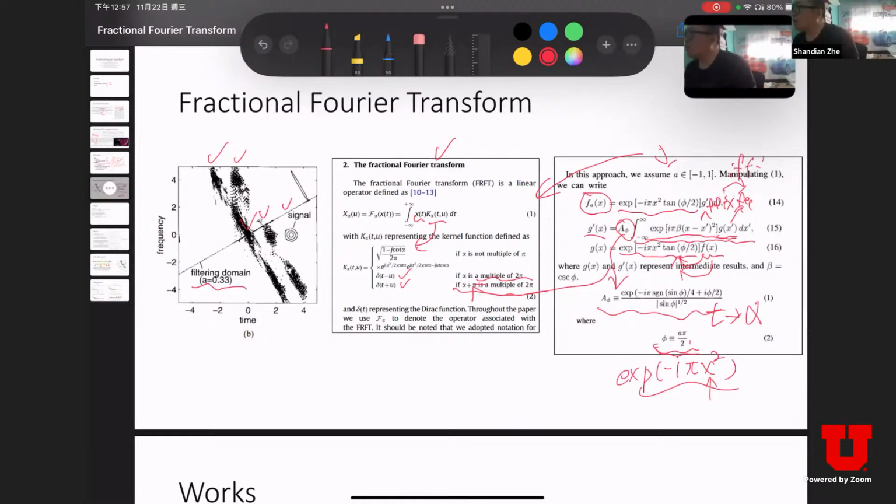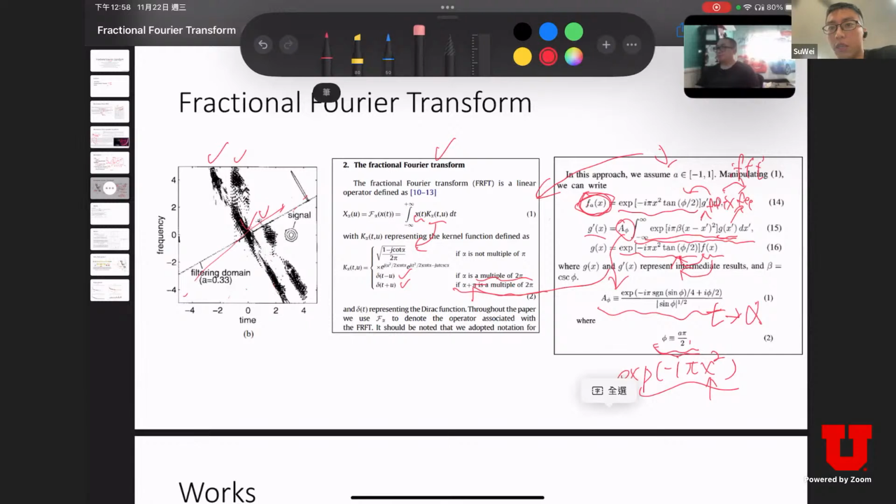Okay, then you multiply G prime. G prime is actually the transformed signal. Then you multiply with the chirp function again, you get your alpha transform, right? You get a signal on the alpha domain. Equation 14. Yeah. We multiply again, we can get the one over here. So by different alpha, we can put different lines on this space and see which line is the best to tell the signal and the noise.